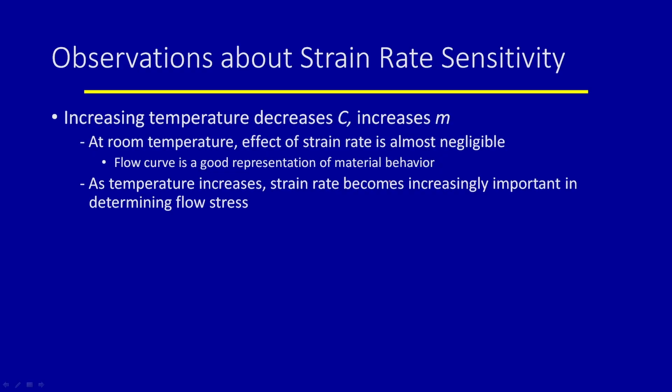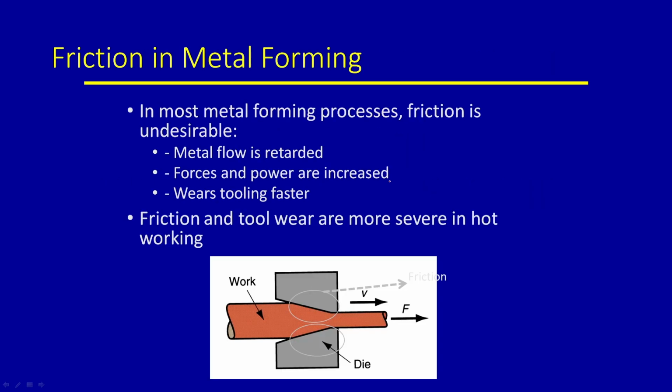Now I do not want to spend much time on this. Basically, it is talking about how C and m can affect the material behavior. Now I will talk a little bit about another factor, which is called friction in metal forming. In most of the metal forming processes, you are using a die.